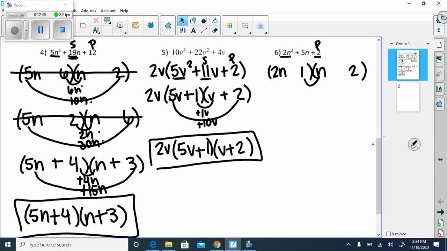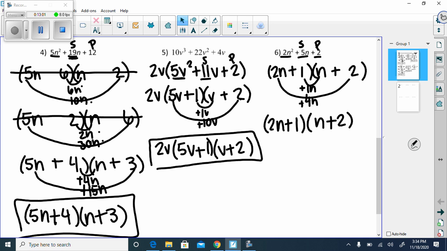So I'm going to multiply my inner terms together to check. I get 1n. My outer terms, I get 4n. I need to have that sum of positive 5, which means both of these must be positive. So my factors are 2n plus 1 and n plus 2. Alright, let's do one more together.